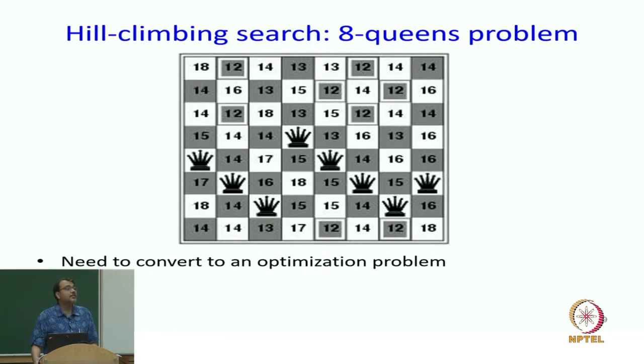So, if I am in an 8 cross 8 board, what is the maximum number of pairs of queens that can attack each other? (8c2), which is 28, and what is the minimum number of pairs of queens which can attack each other? 0. That is when I would have found the solution, and I want to minimize this or maximize this? Minimize this.